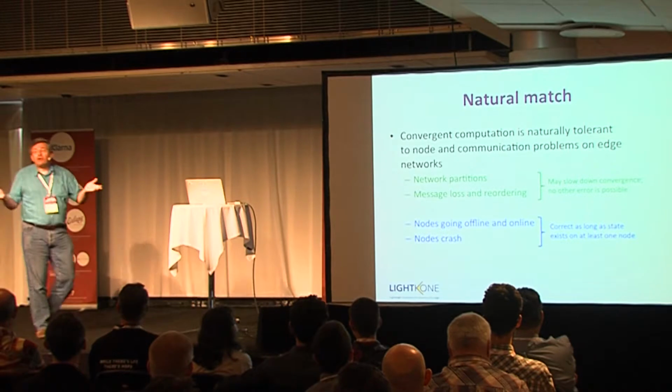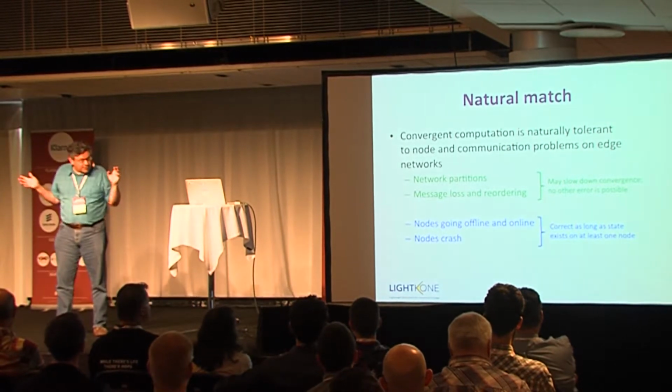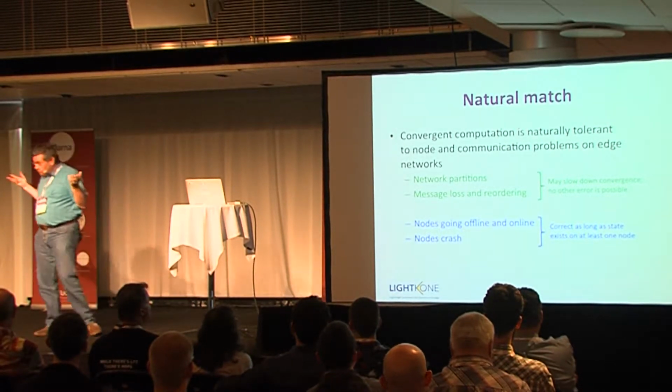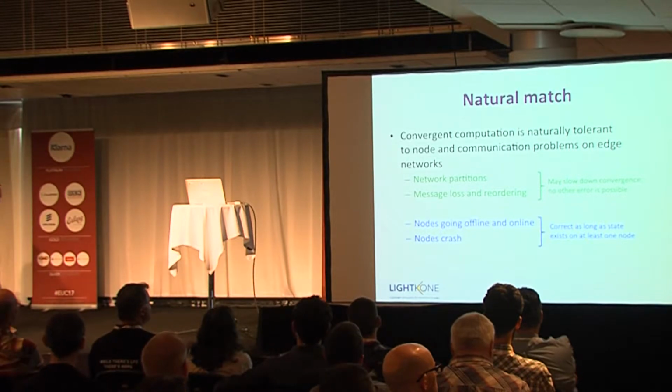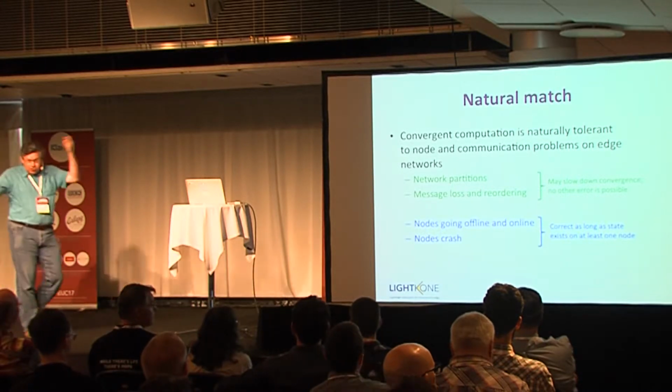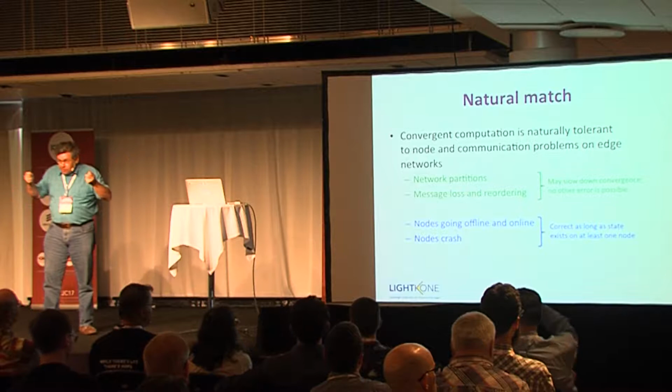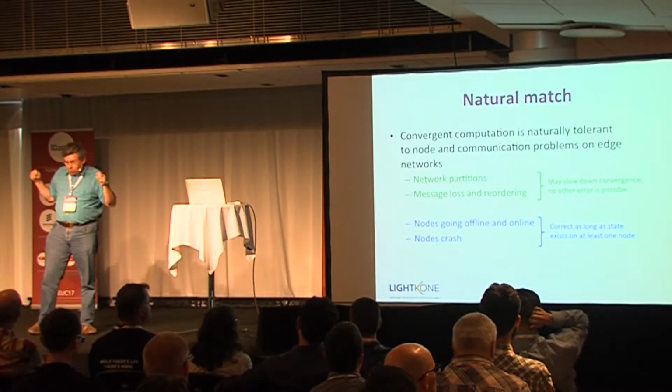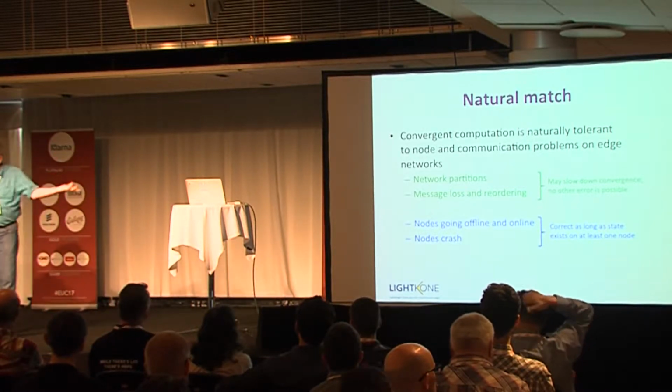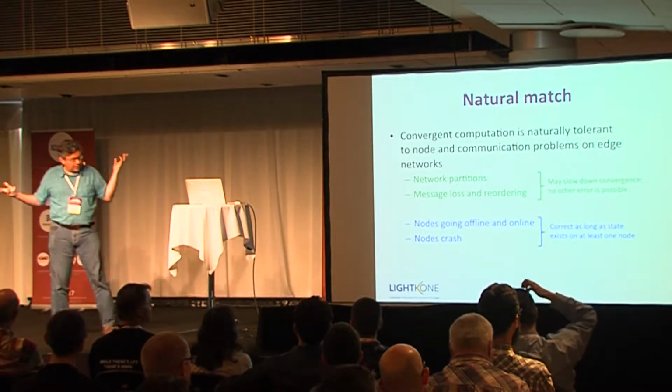They make no errors. The only effect they can have is possibly slowing down the convergence. So you can have a system running very efficiently, the network changes, it's unstable, convergence slows down. When the network becomes stable again, everything speeds up again and runs normally again.